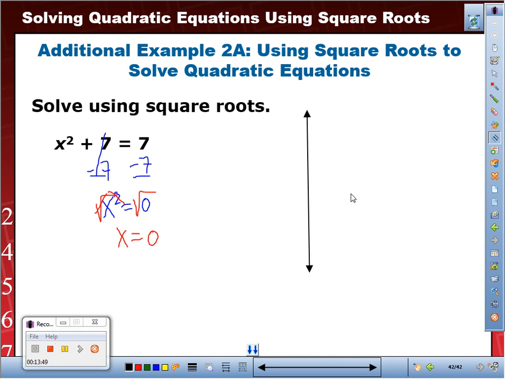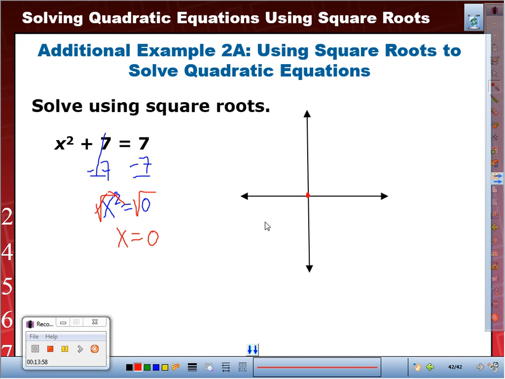What's my x-intercept? Positive 0. There it is. What's my y-intercept? Positive 7. Okay, be careful with this one. He said positive 7 because he sees it here. But what do these need to be equal to? 0. So here it is equal to 0. So we have x squared equal to 0. So what is my y-intercept? 0, which is also here.